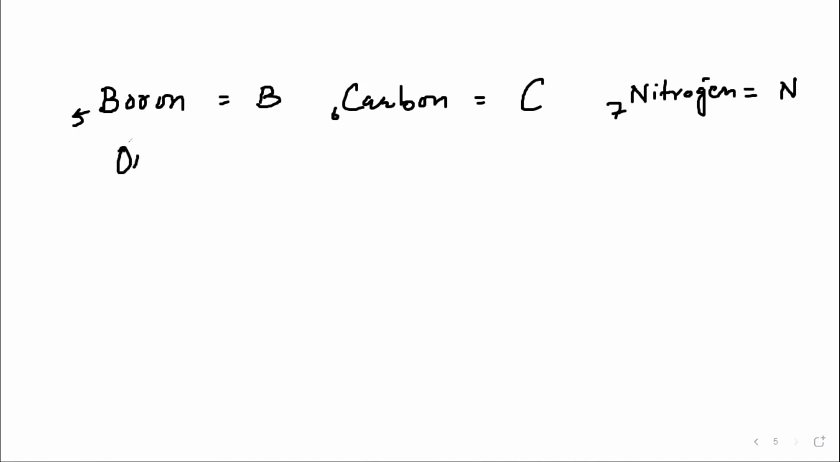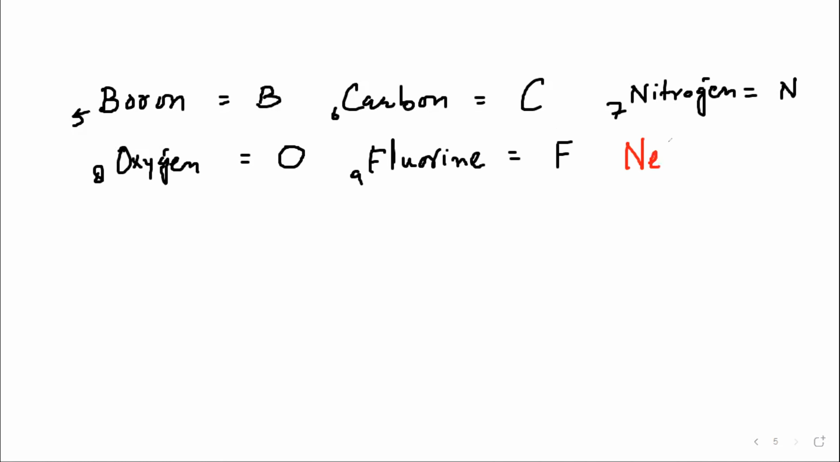Then we are having oxygen. Oxygen's atomic number is 8, and its symbol will be O. Then the next one is fluorine. Atomic number 9, and its symbol will be F. Got it? Yes, sir. Then we are having neon. Neon's atomic number is 10, and its symbol will be Ne, isn't it?